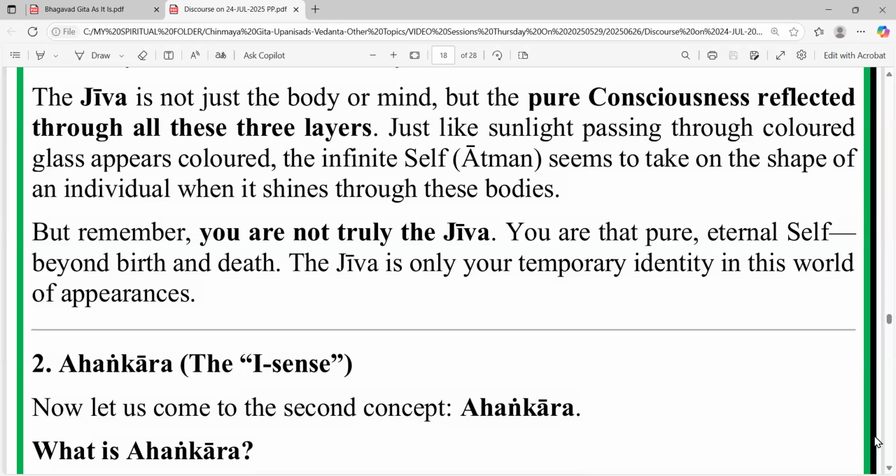The Jeev is not just the body or mind, but the pure consciousness reflected through all these three layers. Just like sunlight passing through colored glass appears colored, the infinite self, which is Atman, seems to take on the shape of an individual when it shines through these bodies. But remember, you are not truly the Jeev. You are that pure, eternal self beyond birth and death. The Jeev is only your temporary identity in this world of appearances.